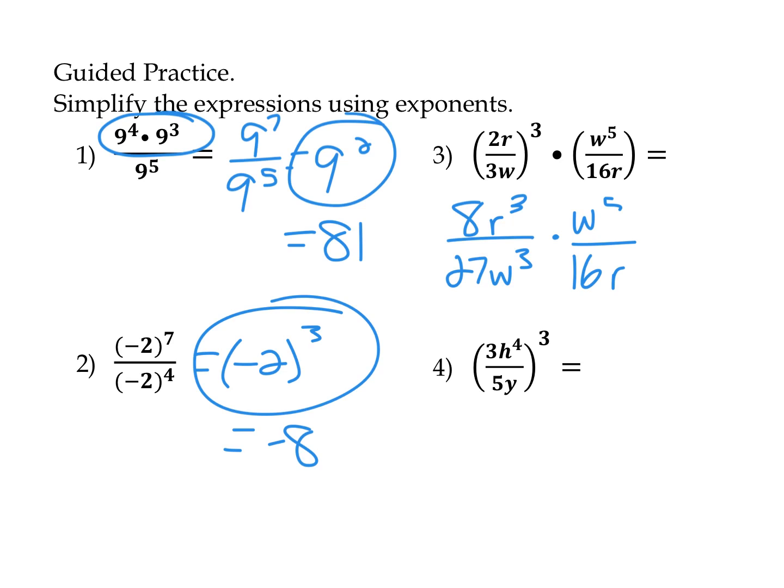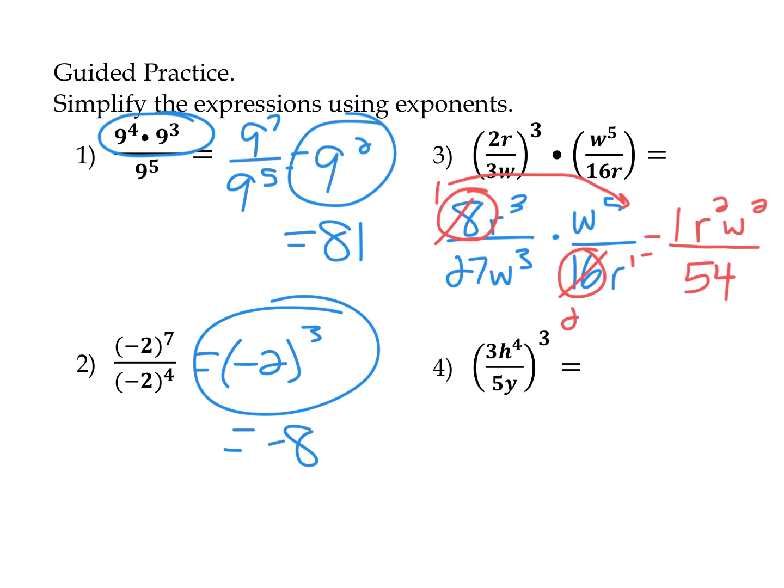We can see that 8 and 16 can be simplified to 1 and 2. The r's, we have r to the 3rd over r to the 1st. Remember, there's a 1 there that we don't have to write. So when we write this fraction out, that would be r squared, 3 minus 1. And then we'd have w to the 5th over w to the 3rd, which would be w squared. We can write the 1 there if you want to write it over here, you can. You don't have to. And then we'd have 27 times 2, which would be 54. So we have r squared w squared over 54.